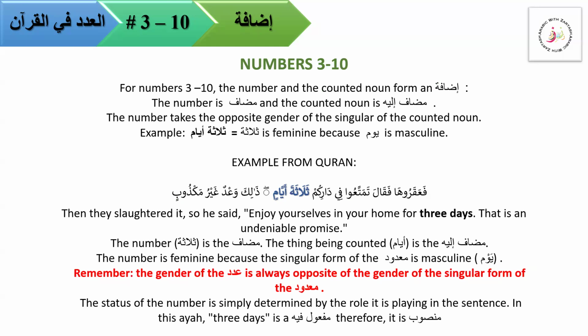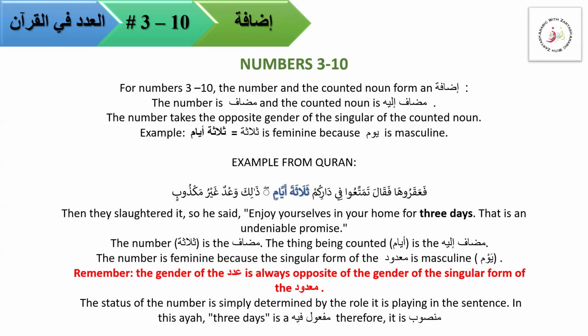So the number takes the opposite gender of the singular of the counted noun. This is a very important point for the numbers from 3 to 10: the number that we are going to take is going to be the opposite gender of the singular form of the counted noun.